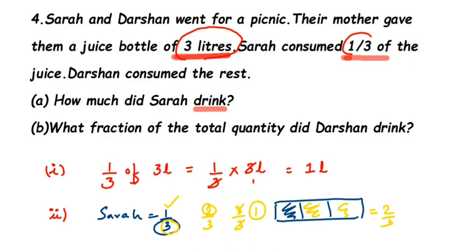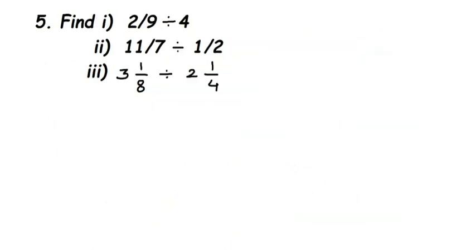Then the next question is, here we have a division. So divisions in the fractions are really important. So the first question is 2/9 divided by 4. So whenever you're dividing 2 fractions, the first fraction will remain same. The first one is 2/9, it will remain same. Instead of division, we'll take multiplication and we'll take the reciprocal of the second one. Second number is 4, reciprocal will become 1/4.